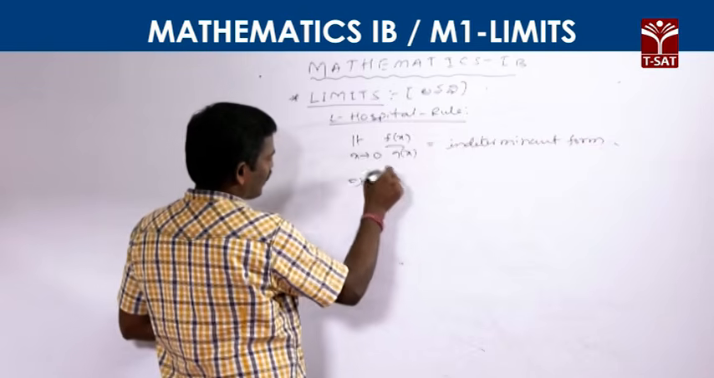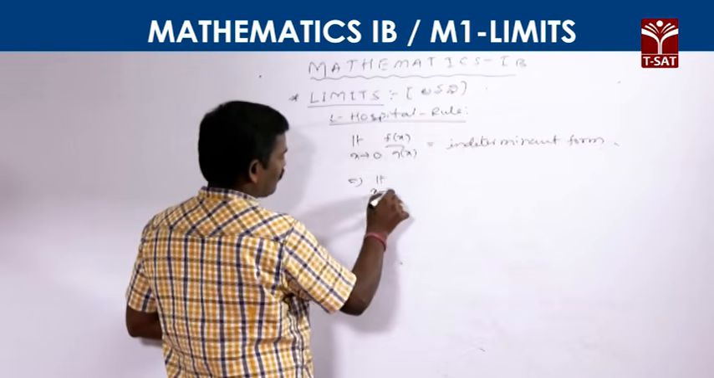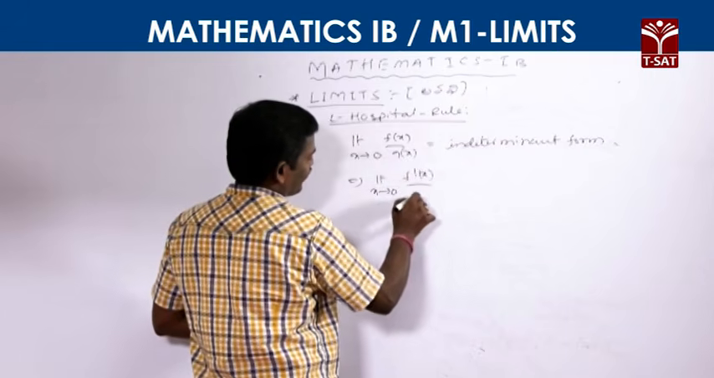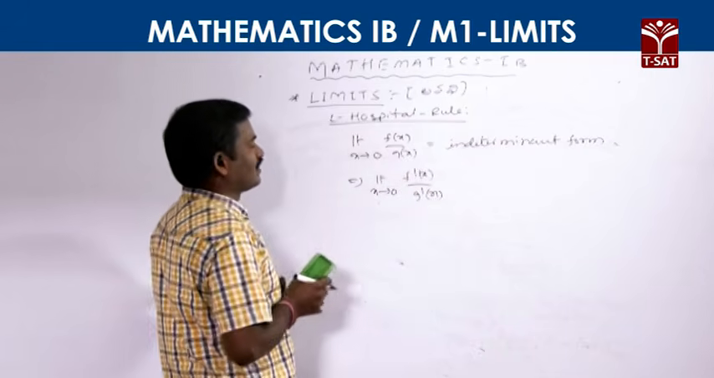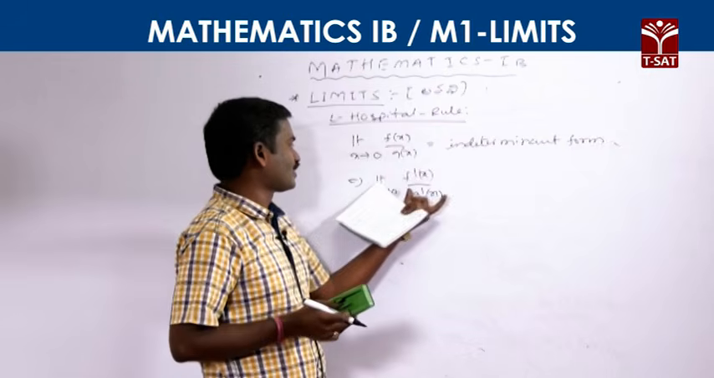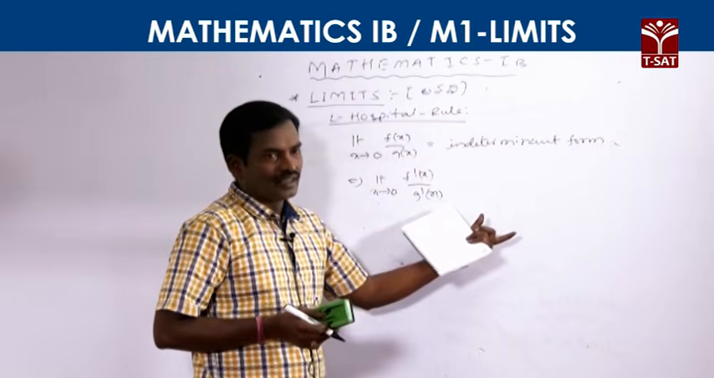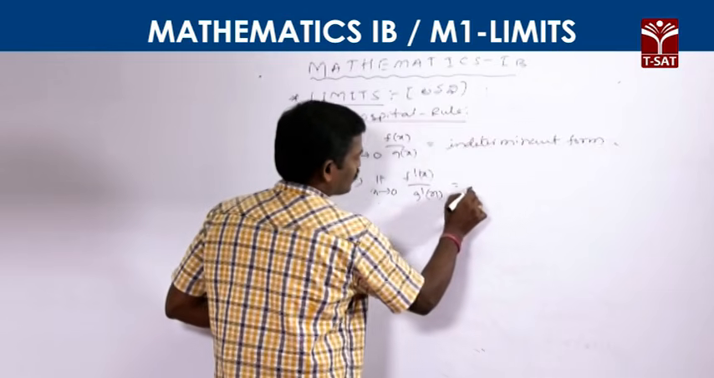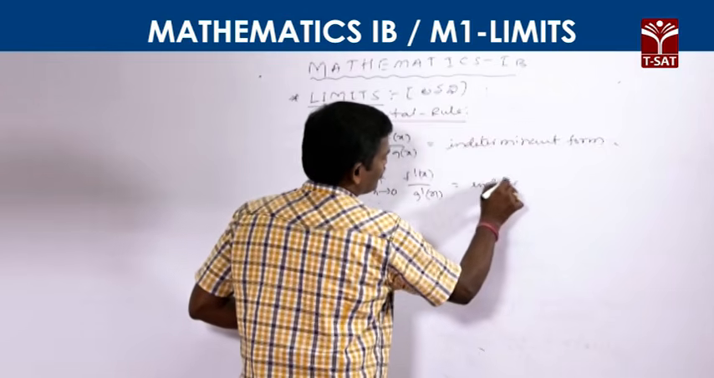Then we can apply L'Hospital rule. The limit extends to the same 0, the same limit of f dash of x by g dash of x. After that, the limit extends to 0, substitute the value in the given function if it is defined. Otherwise, suppose it is not defined, so it is an indeterminate form, again indeterminate.